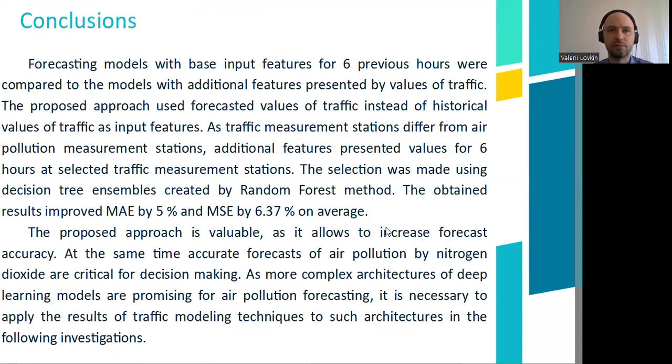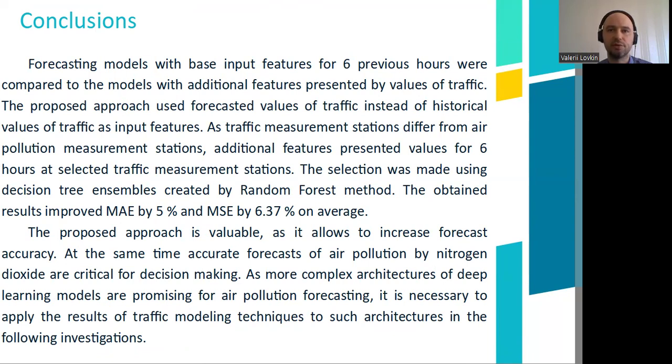Air pollution by nitrogen dioxide is connected to traffic activity in urban environments, but only some existing papers consider traffic values as additional features for air pollution forecasting. That is why forecasting of air pollution caused by nitrogen dioxide was investigated in my work, emphasizing the role of traffic data. A new approach was proposed.